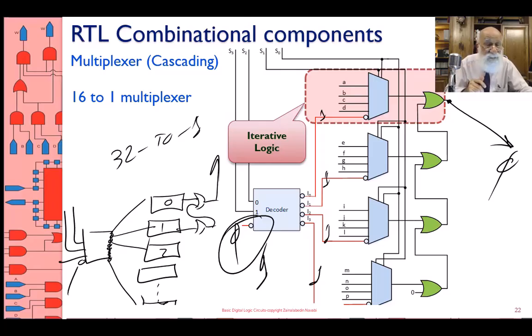All right, that's a cascading of multiplexer. What I'm showing is iterative logic. What it means is if you make this slice, and then repeat this slice and repeat and repeat, you will have a much larger circuit.